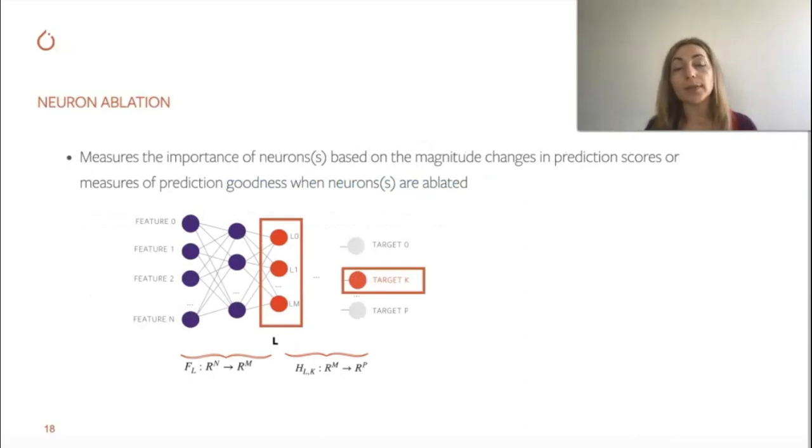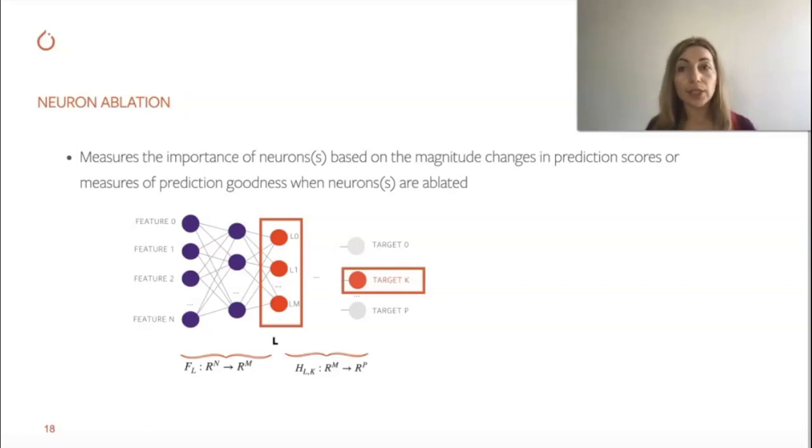One of the most simplistic perturbation-based approaches is neuron ablation. Similar to gradient-based methods, we want to understand how important internal neurons in a given layer L are for our prediction target K.